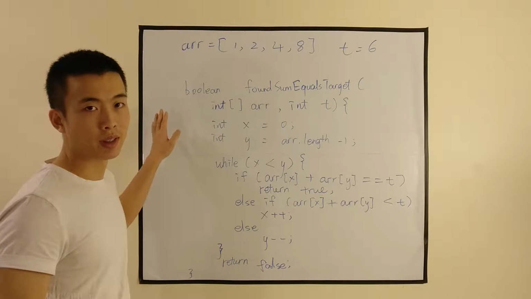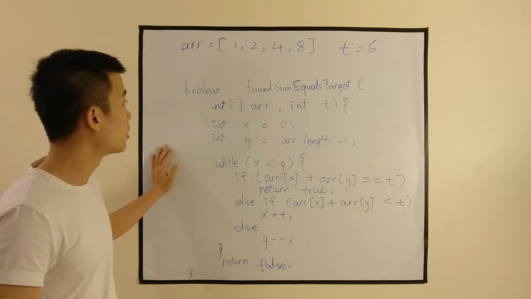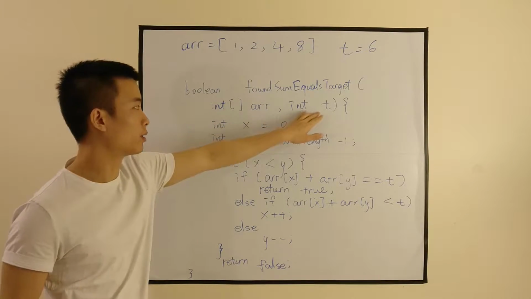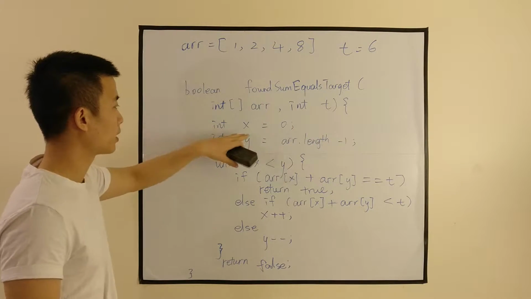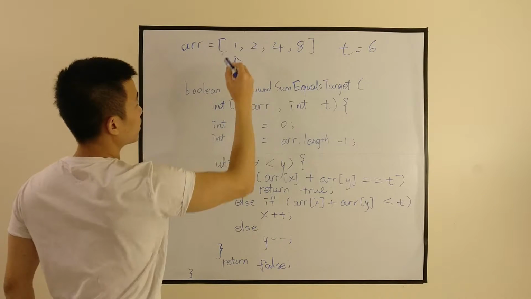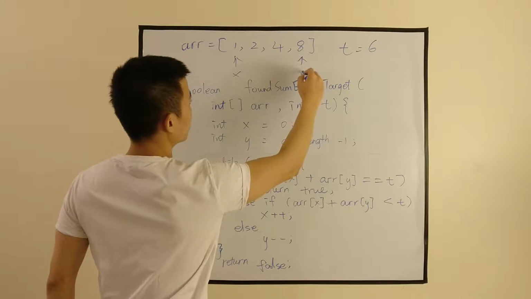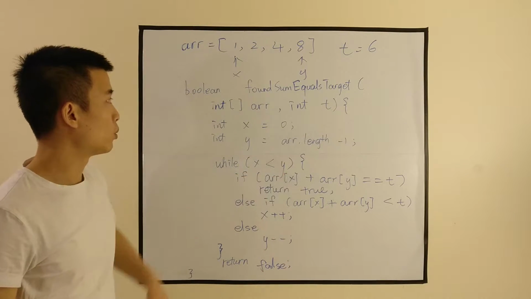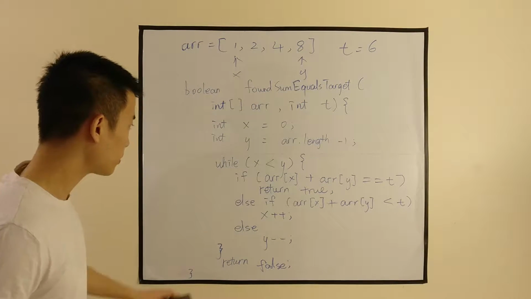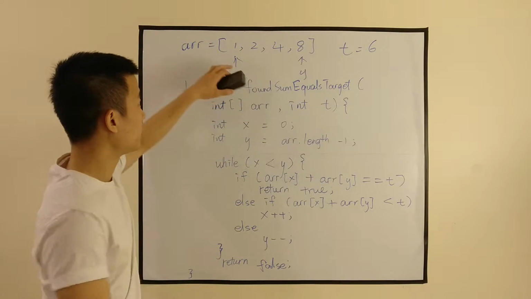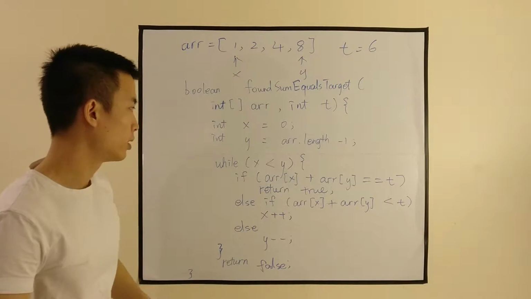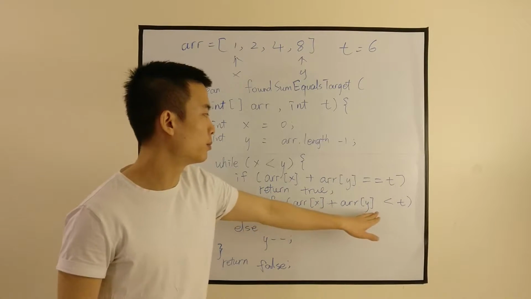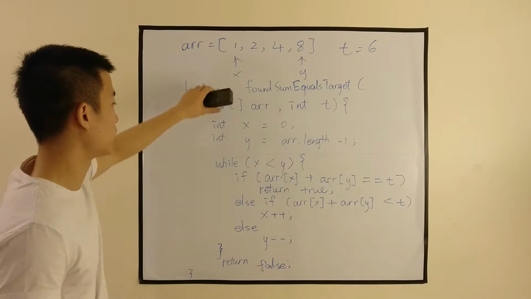So this is going to be the implementation for the algorithm that I just talked about. We have this function passing the array and the target. And we're going to have x equal to 0, pointing at this, and y pointing at the end of the array. While x is smaller than y, which it is right now, if the sum of these two values is equal to t, we are going to return true. If the sum is actually smaller than the target, we are going to increment x.